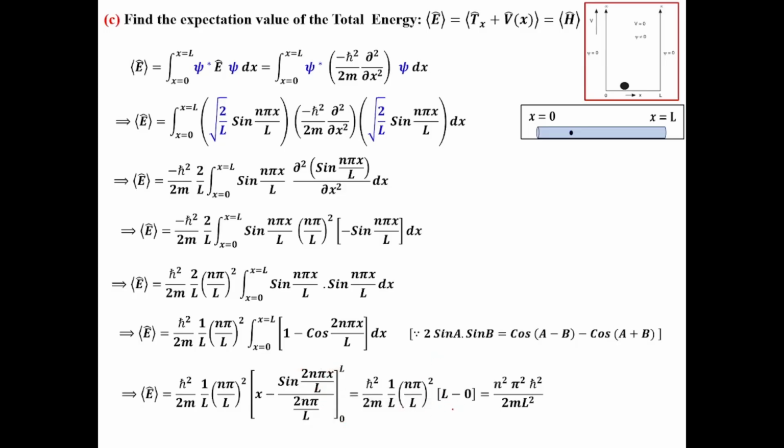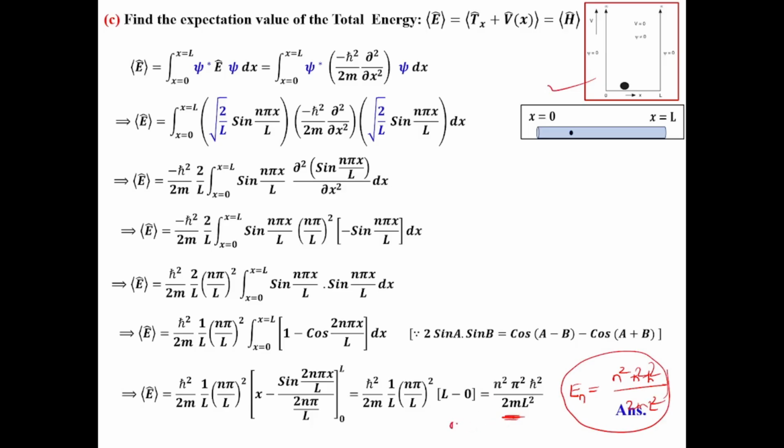Here you can see this is L, this is L square, L cube, and one L is cancelled. We found n square pi square h cross square by 2m L square. You may remember that the eigenvalue of this one-dimensional potential box is n square pi square h cross square by 2m L square. Here we got the same. If I consider the ground state value, this is the answer. This is the expectation value of the total energy, or the eigenvalues of this dynamics.